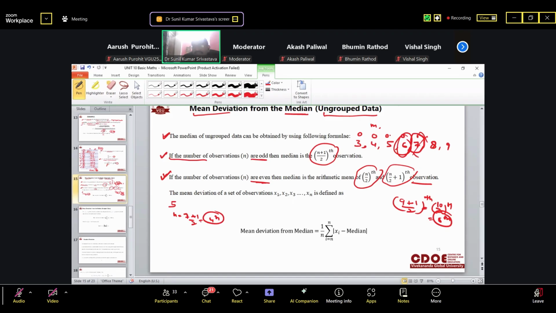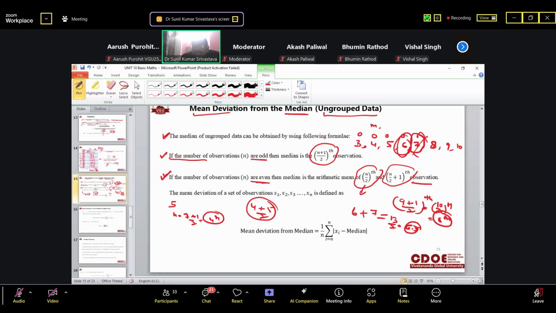But in the case where the number of observations is an even number, suppose 10 is also here, so the observations are 1, 2, 3, 4, 5, 6, 7, 8. So there are two middle terms, the fourth and fifth, and we take the mean of these. The fourth term is 6, the fifth term is 7. We take the sum, 13, divided by 2, which is equal to 6.5.